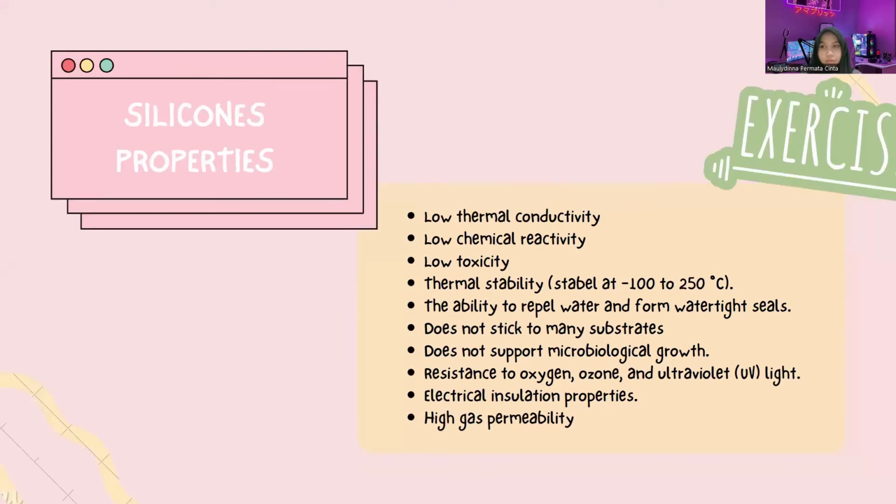These are the silicone properties. First is low thermal conductivity, and the next, low chemical reactivity, and the next, low toxicity, and the next, thermal stability, stable at minus 100 to 250 degrees Celsius, and the next, ability to repel water and form water-tight seals, and the next, does not stick to many substrates, and the next, does not support microbiological growth, and the next, resistant to oxygen, ozone, and ultraviolet light, and next, electrical insulation property, and the last is high gas permeability.